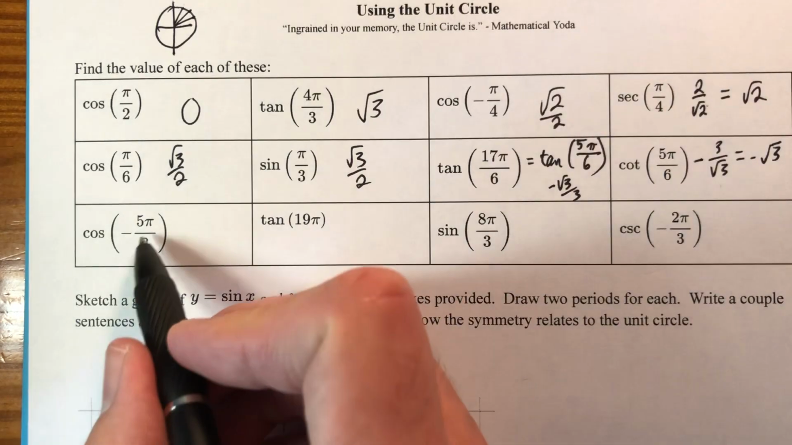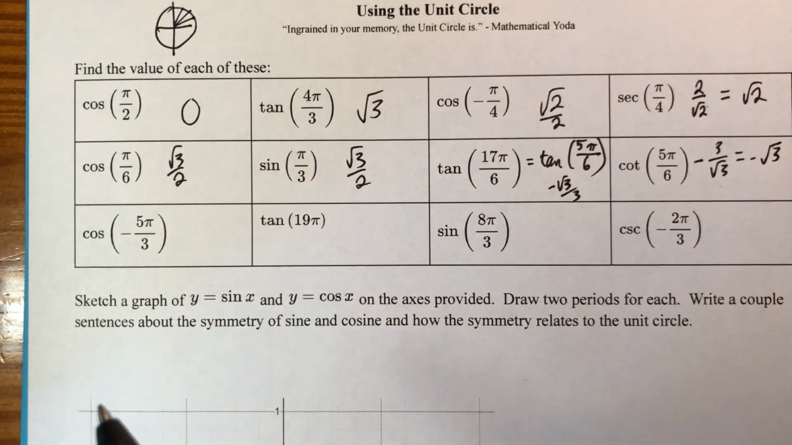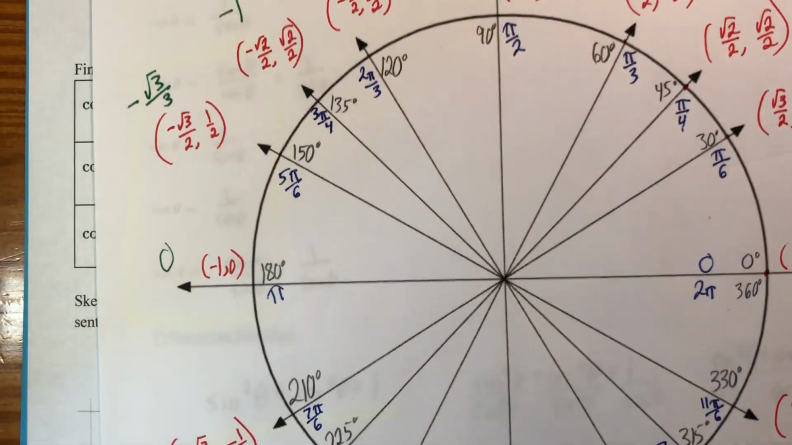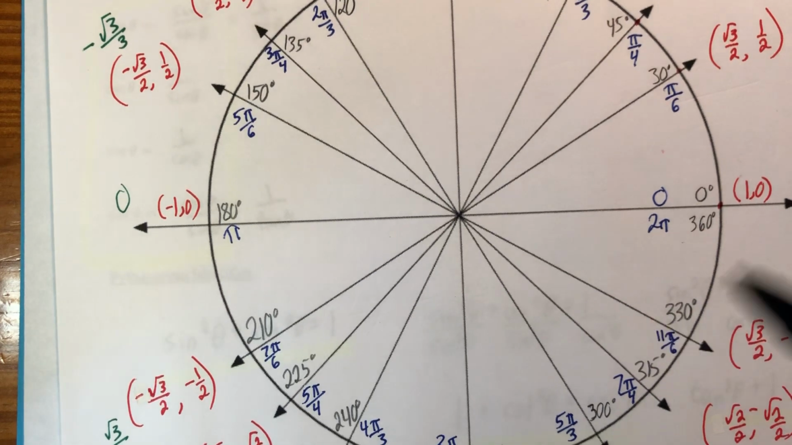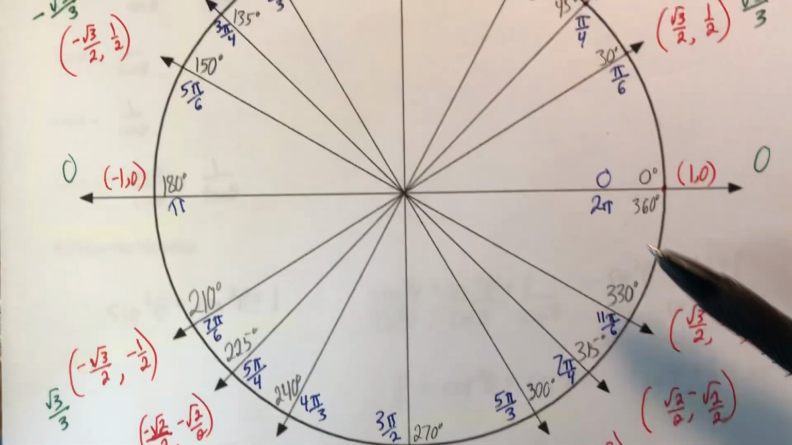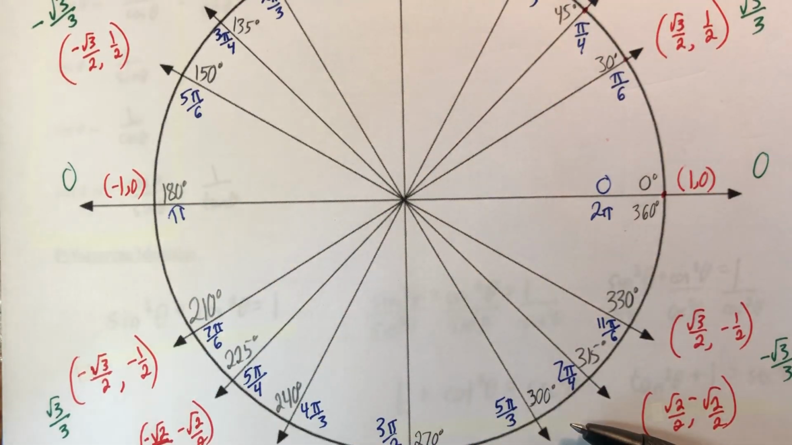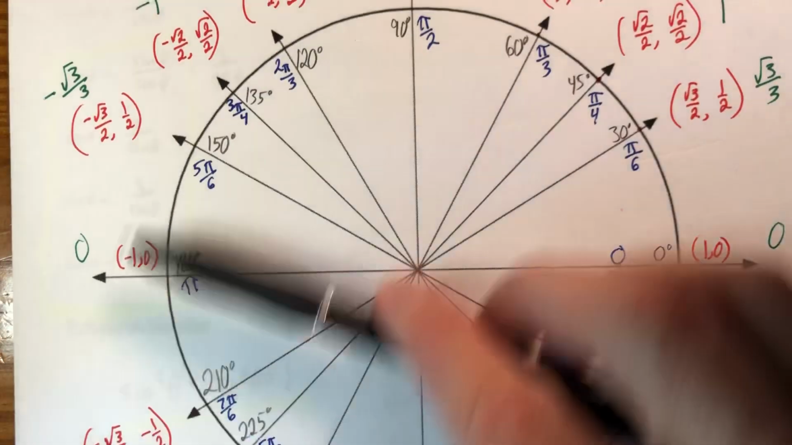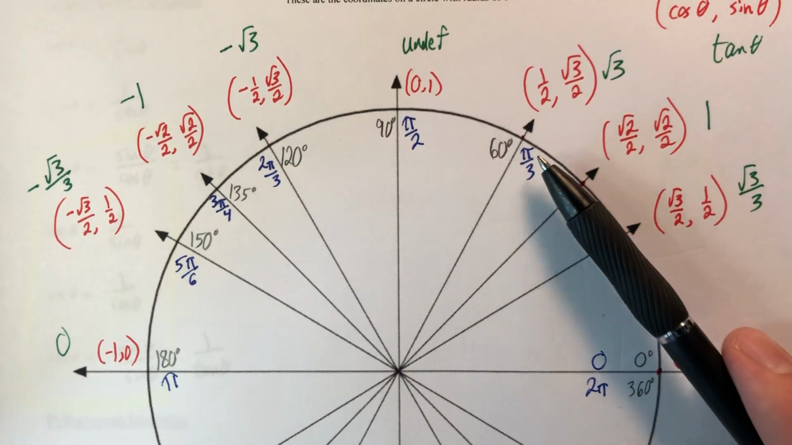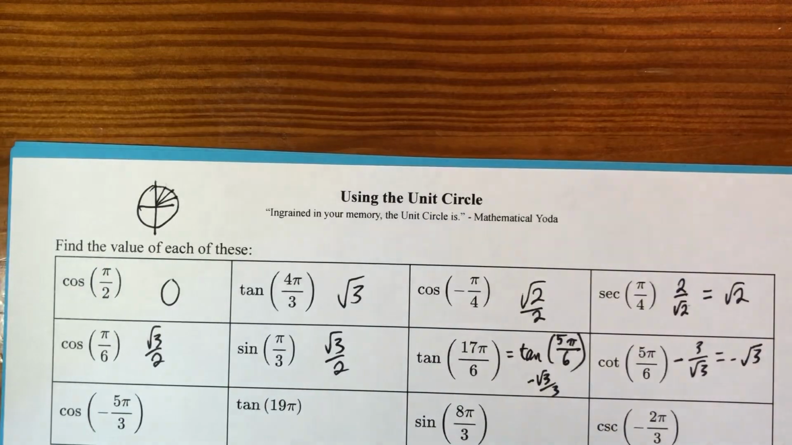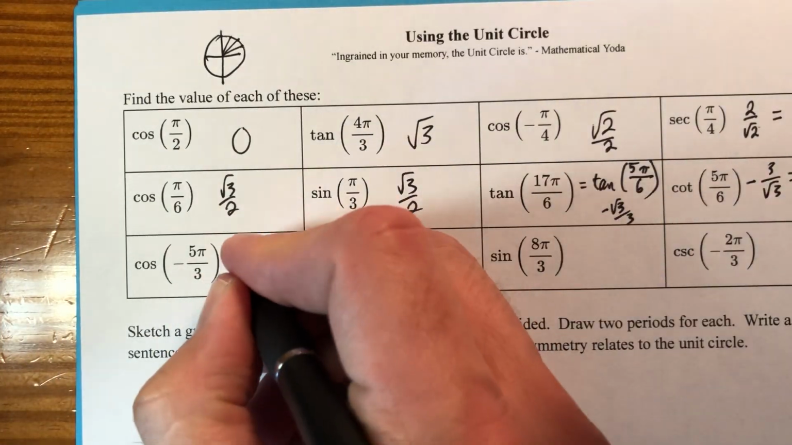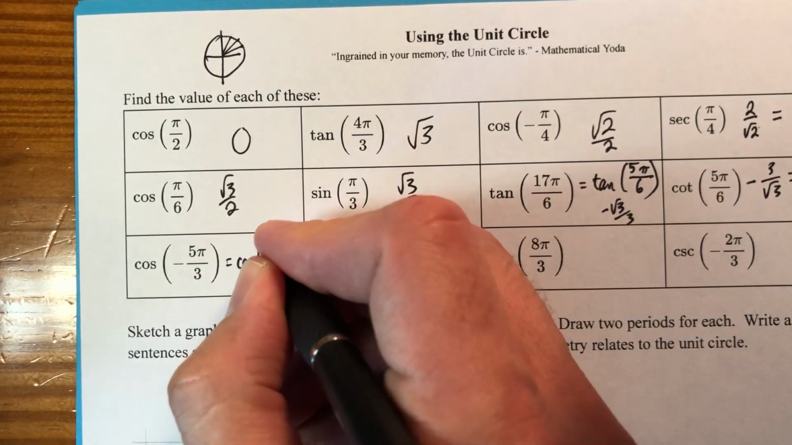Let's go fast. Negative 5 pi over 3. Negative 5 pi over 3 is going in the opposite direction. And so positive 5 pi over 3 is here if I went this way. But now I'm going to go the other way, and I end up here at positive pi over 3. So if you want to rewrite it, you could. You could call it cosine of pi over 3.